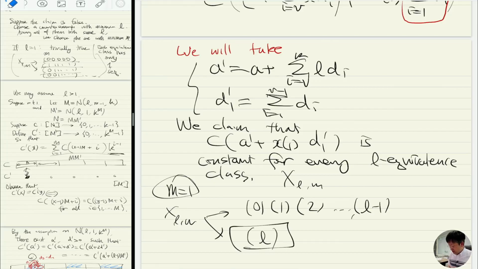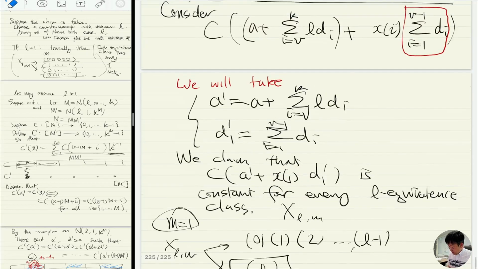So the only case you're worried about is this case where you're putting values 0, 1 up to L minus 1, right? And if I put the values like 0, 1 up to L minus 1, what's going to happen?